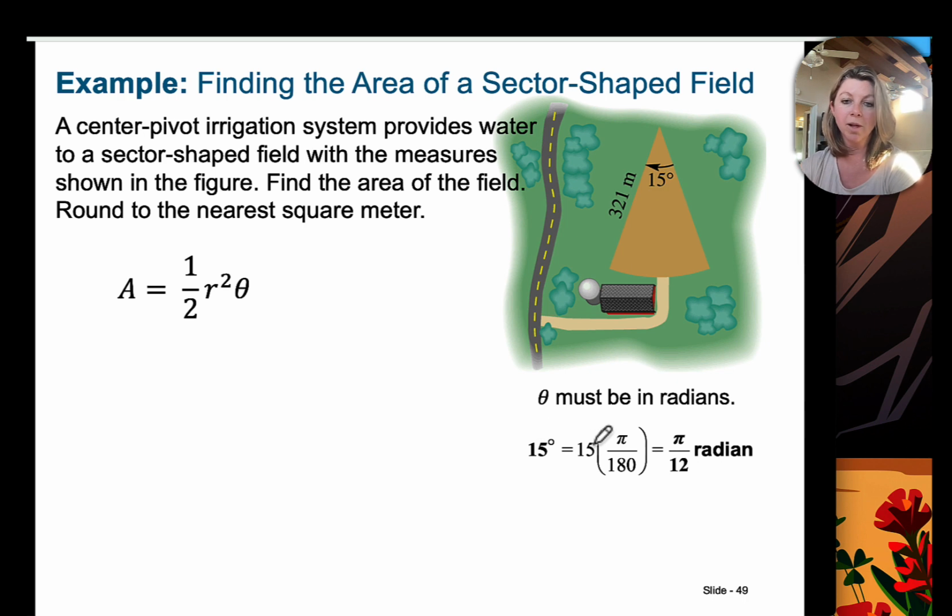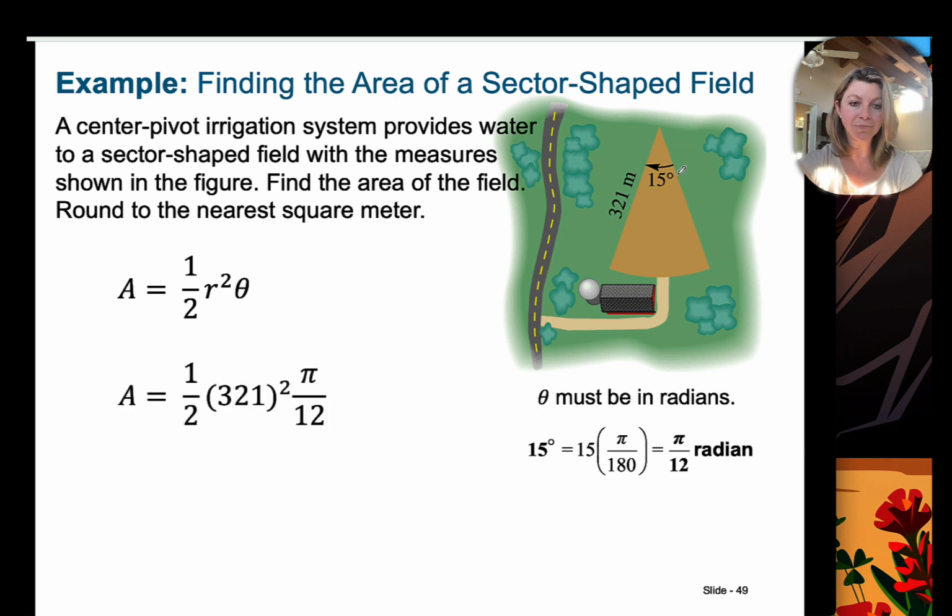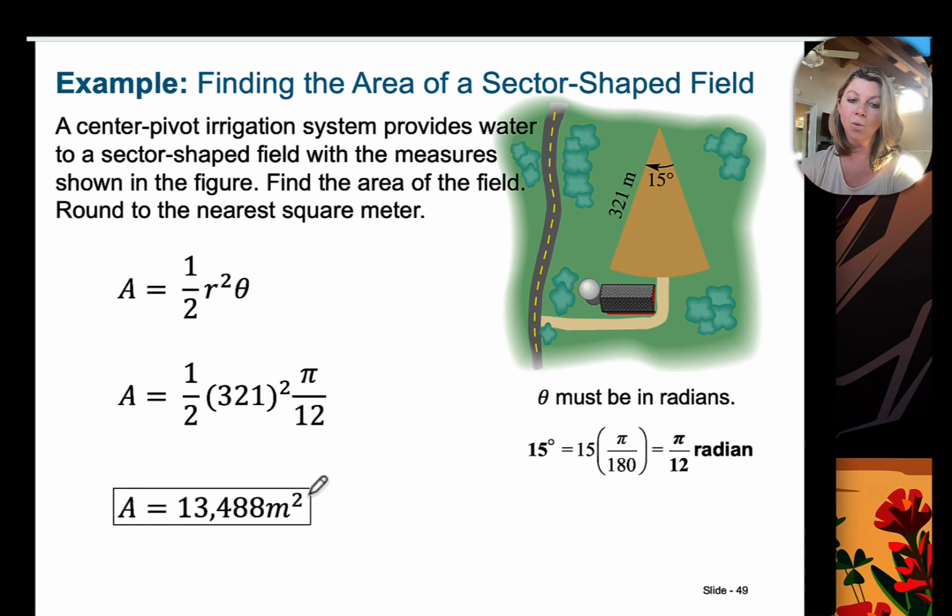15 degrees multiplied by pi over 180 is pi over 12 radians. So this is pi over 12 radians right here. So when we plug in our variables r and theta, we've got the 221 meters, and we've got pi over 12 for theta. Now we simplify this here, and we're talking area, so our units are going to be square meters.